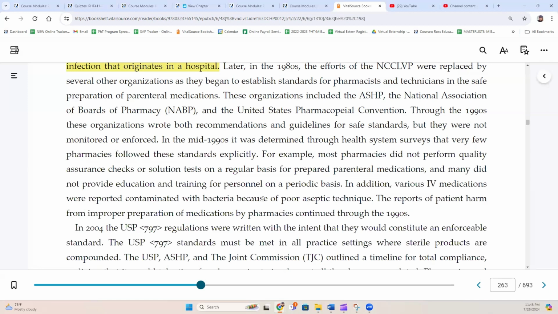In the mid 1990s, it was determined through health system surveys that very few pharmacies actually followed these standards explicitly. For example, most pharmacies did not perform quality assurance checks or solution tests on a regular basis for prepared parenteral medications, and many did not provide training and education for personnel on a periodic basis. In addition, various IV medications were reported contaminated with bacteria because of poor aseptic technique. The reports of patient harm from improper preparation of medications by pharmacies continued through the 1990s.